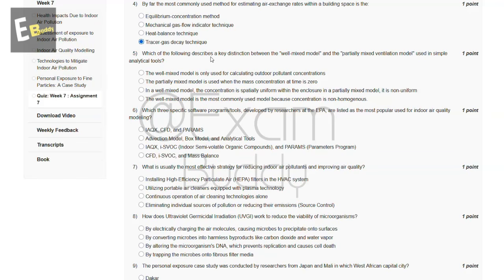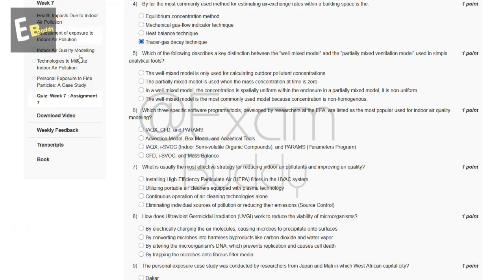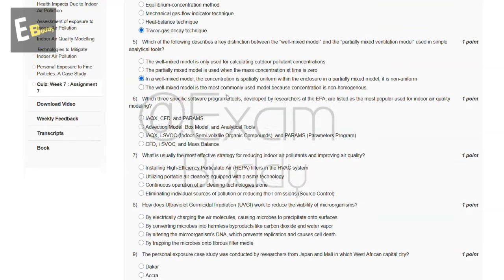And now let's go to our question number 5. Which of the following describes a key distinction between the well mixed model and the partially mixed ventilation model used in simple analytical tools? So these are the options. And now let's check the explanation. So explanation says in a well mixed model, the concentration is uniform within the enclosure. In a partially mixed model, the concentration is non-uniform generally due to poor mixing. So the answer of our fifth question is C. In a well-mixed model, the concentration is spatially uniform within the enclosure. In a partially mixed model, it is non-uniform.